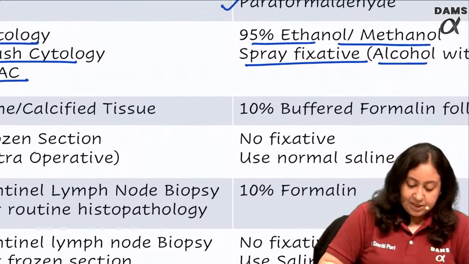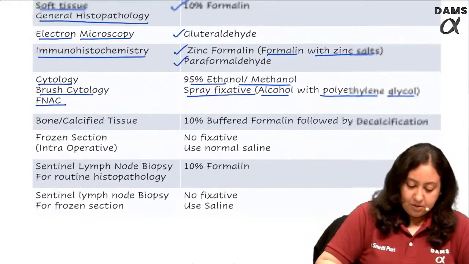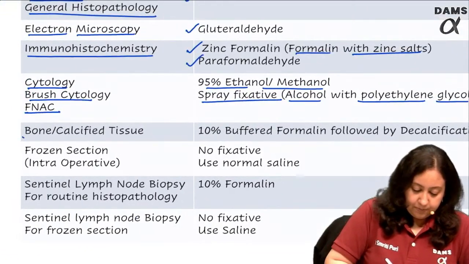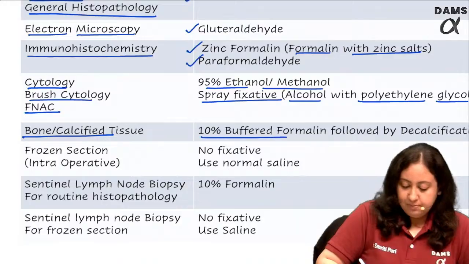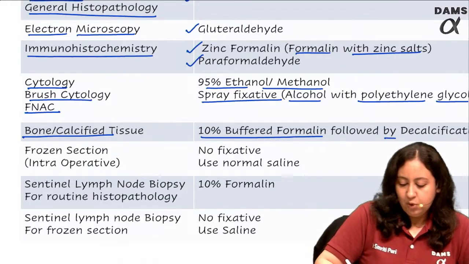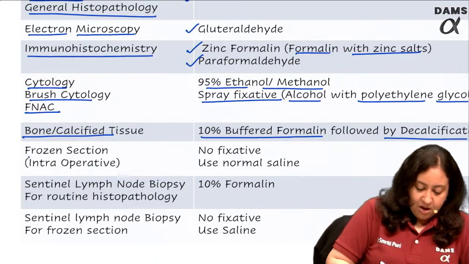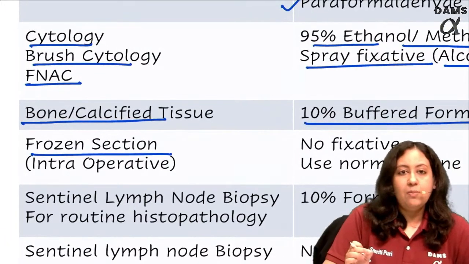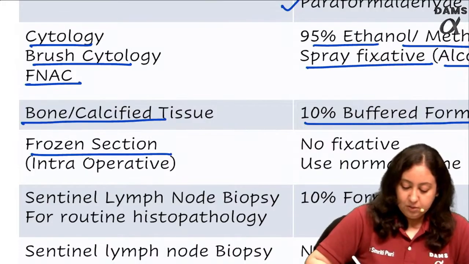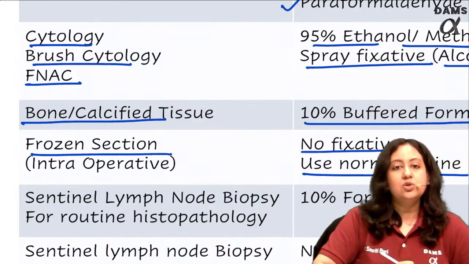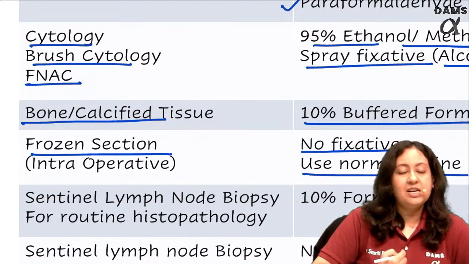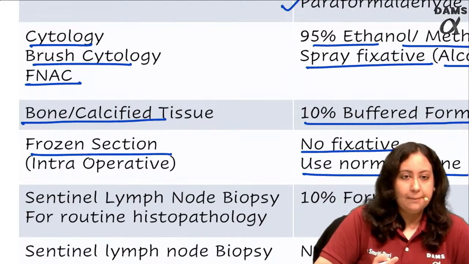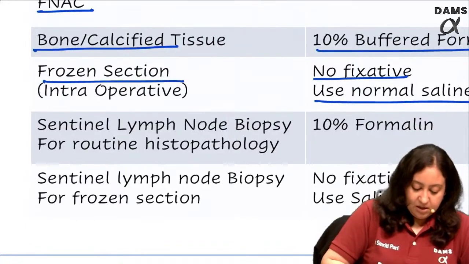Bone or calcified tissue is also fixed with 10% buffered formalin followed by decalcification. Frozen section, especially intraoperative frozen section, you use no fixative, and you can use normal saline to transport the specimen to the pathology lab. All right. Now, sentinel lymph node biopsy.